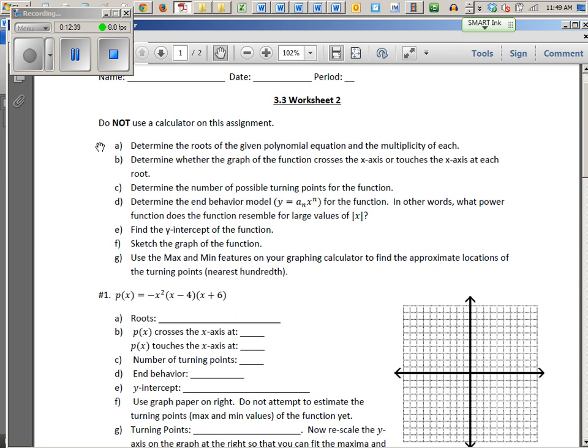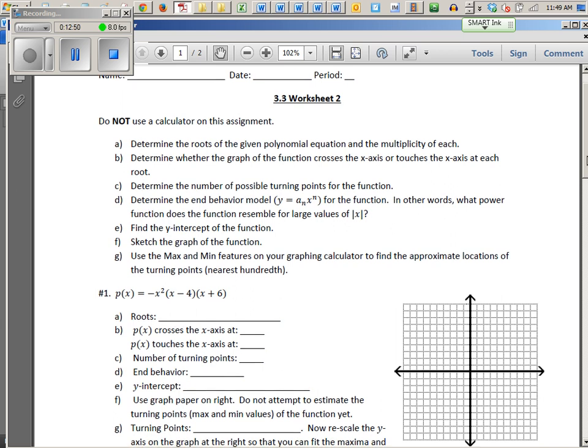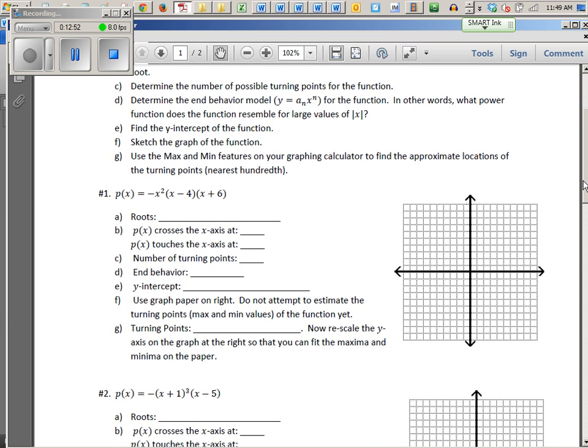And then find the y-intercept. I don't think I had that on last night's. Can't remember. And then sketch it. And then the last thing is the most different. We're supposed to use our graphing calculator to estimate the max and min points that we're not sure about. Okay, so let's just run through this.